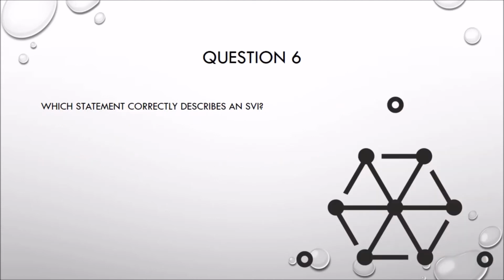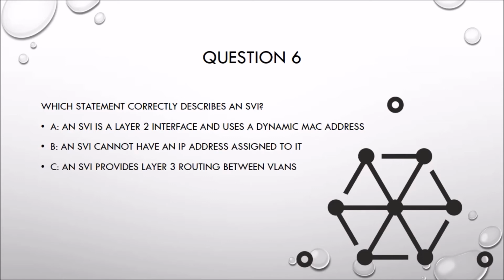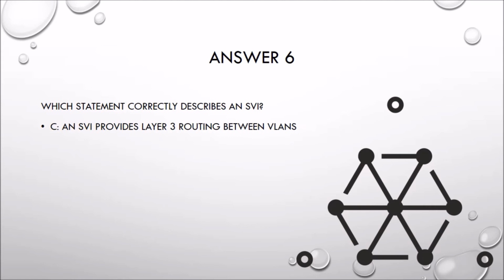Question 6. What is a switched virtual interface? Is it A, an SVI is a layer 2 interface and uses a dynamic MAC address. B, an SVI cannot have an IP address assigned to it. C, an SVI provides layer 3 routing between VLANs. Or is it D, each switch port requires an SVI assignment? And the answer is C. A switched virtual interface provides layer 3 routing between VLANs.